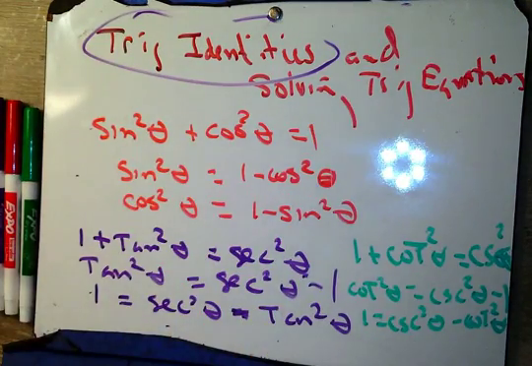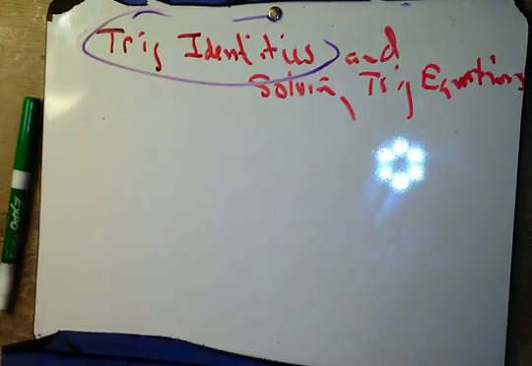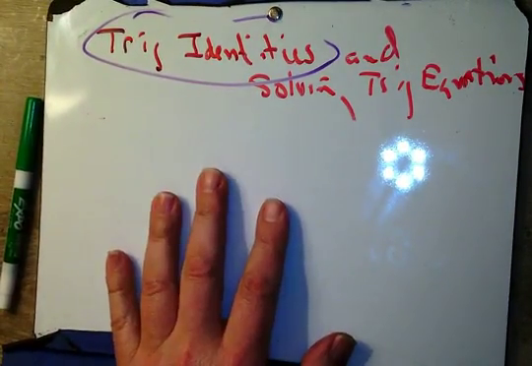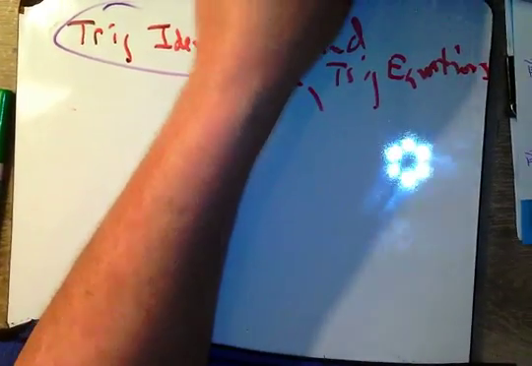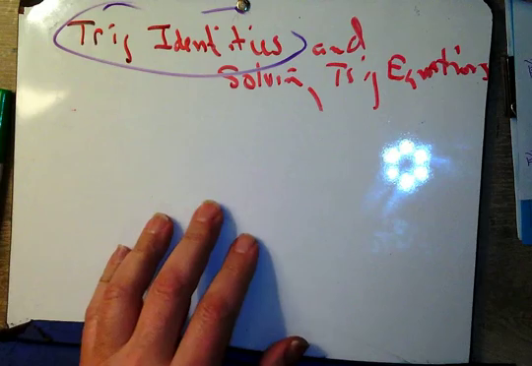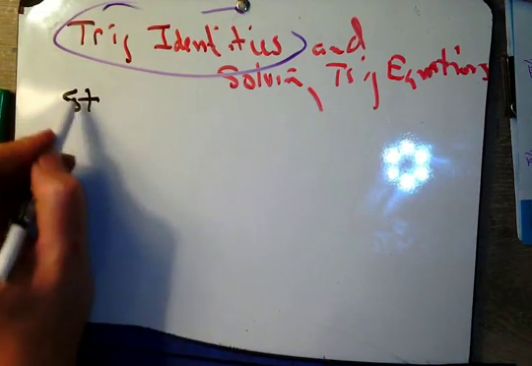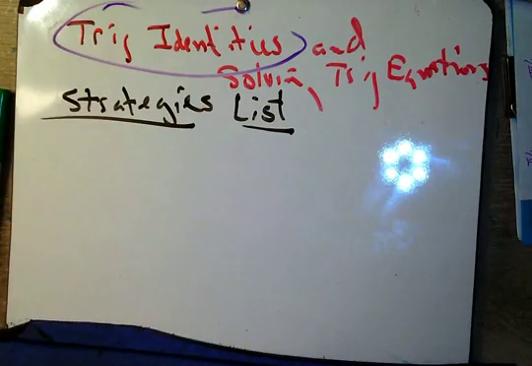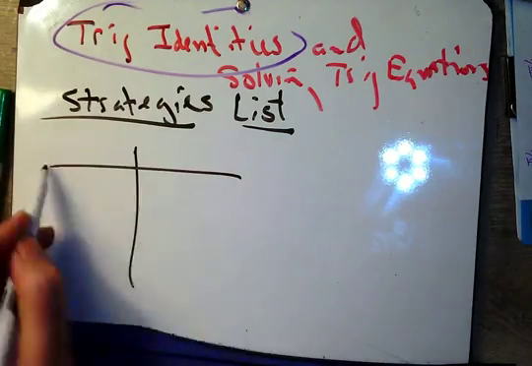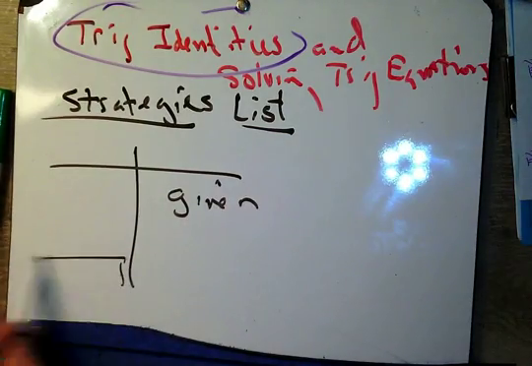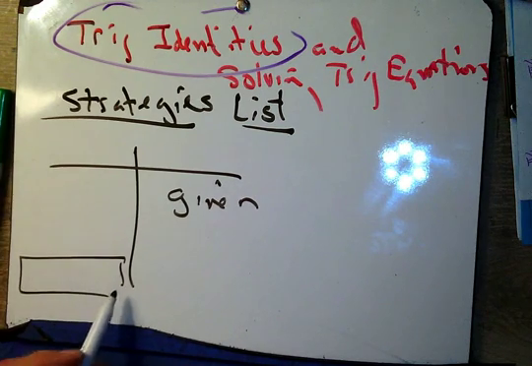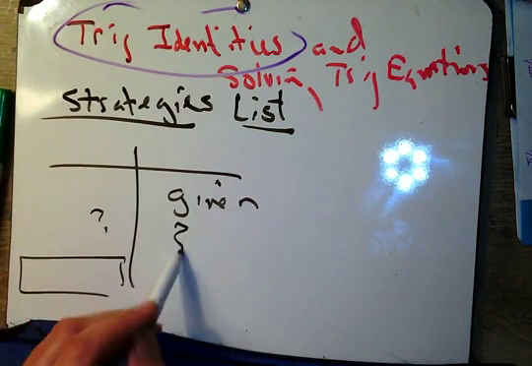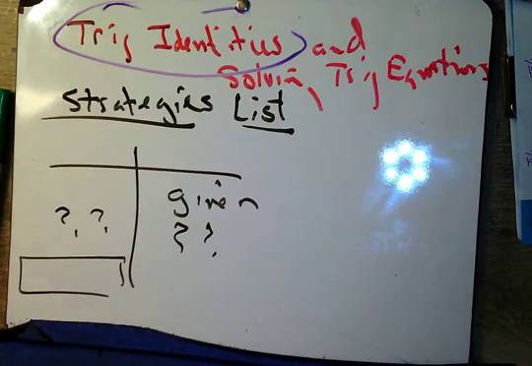Yeah. I kind of want to throw in something for the part of the unit that we're starting now. And that something that I want to throw in is a strategies list. Do you remember 2-column proofs? Do you remember feeling like you were kind of lost and you could put down the given and you know this was the thing you were trying to prove?